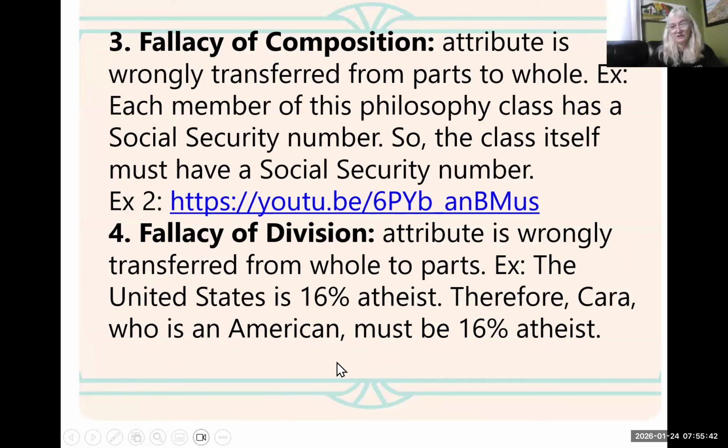Next is fallacy of division. The attribute is wrongly transferred from the whole to the parts. For example, the United States is 16% atheist, therefore Kara, who is American, must be 16% atheist.